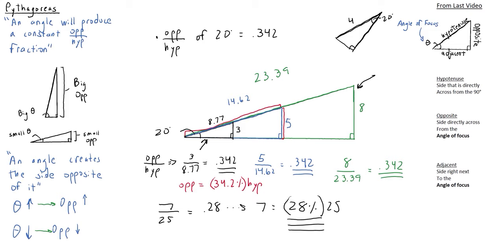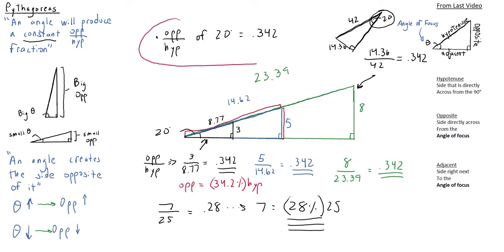So if someone told me the hypotenuse over here was 42, doing some quick math, I could figure out that the opposite side would have to be around 14.36. Because 14.36 divided by 42 gets me that 0.342 that I know that every 20-degree angle must have. So that's why Pythagoras had discovered that an angle will produce a constant opposite over hypotenuse fraction, because that fraction will be the same no matter what. No matter how big the triangle is, how small the triangle is, or if it's tilted at a wacky angle or something like that.